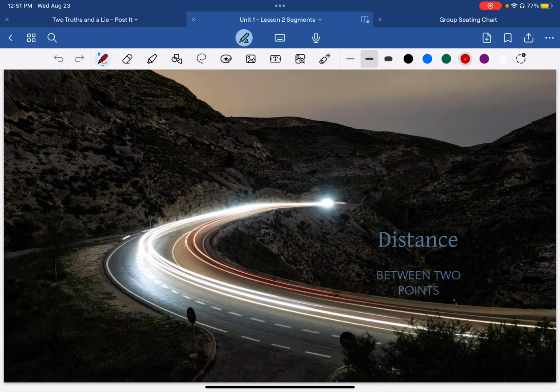Welcome back for the rest of Unit 1, Session two's notes. This is Unit 1, Session 2.2. We are starting with distance, the distance between 2 points.